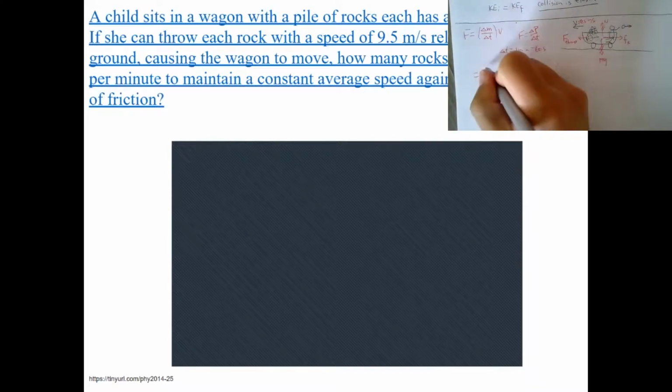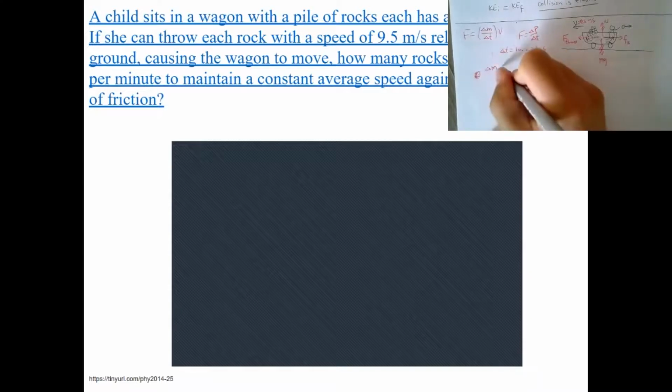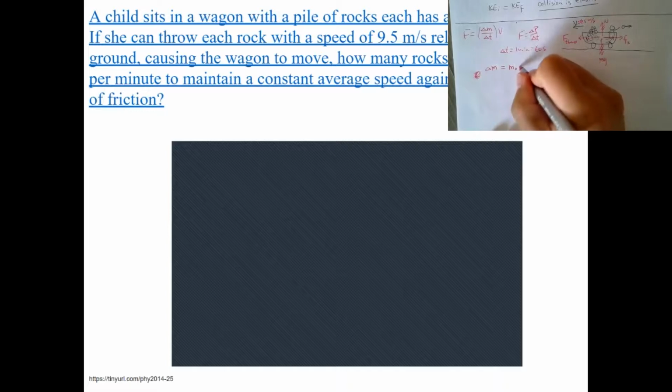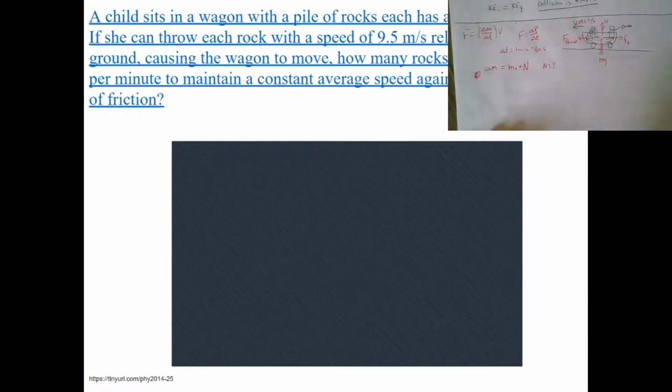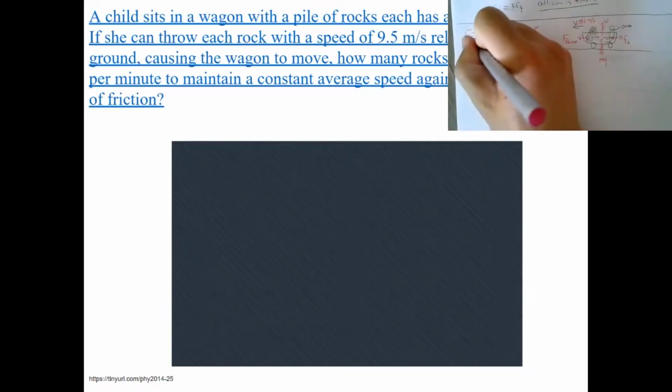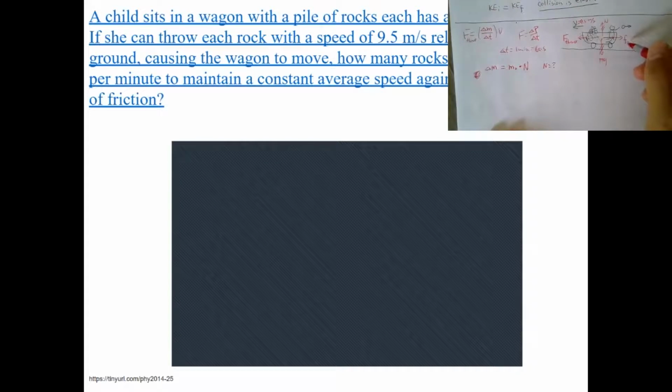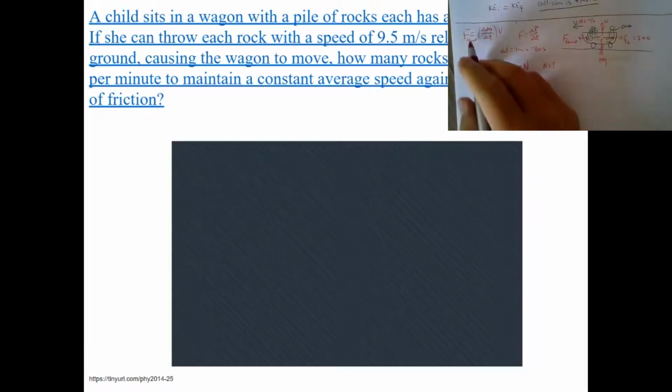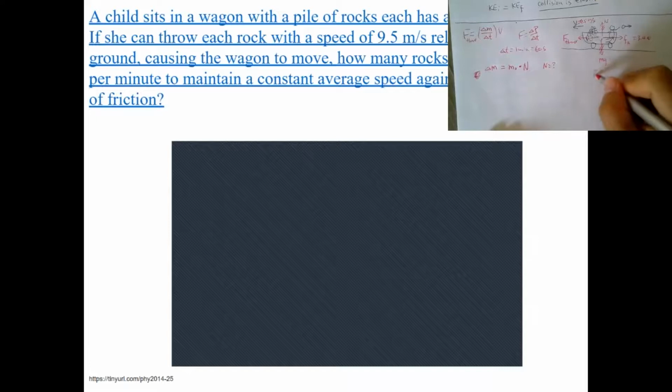Now, the change in mass per minute should be equal to the mass of each rock, let me call it m sub 0, times the number of rocks. Let me call it n. So n is what we are looking for, the number of rocks per minute. This is the thrust force, which should be equal to Fk, the friction force, right? It tells you the friction force is 3.4 newtons. So F thrust should be equal to Fk, equal to 3.4 newtons.